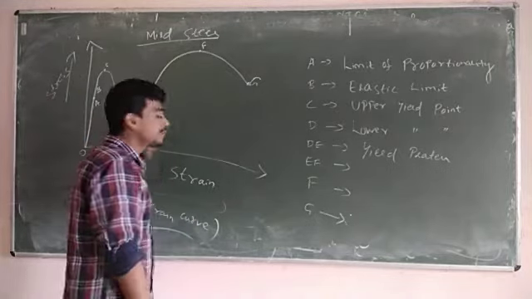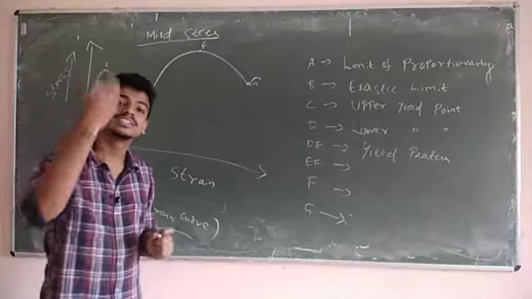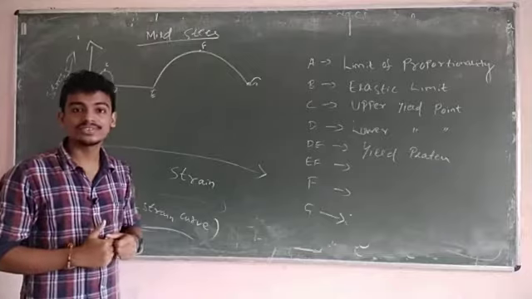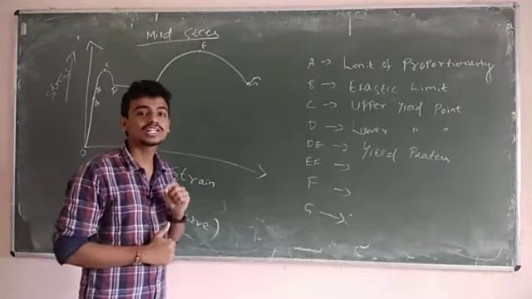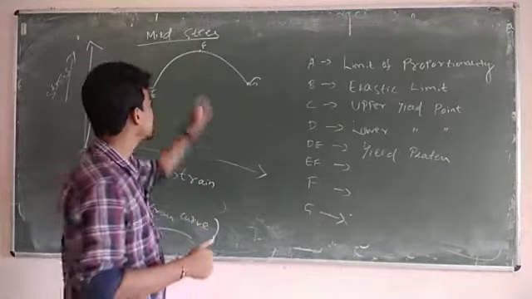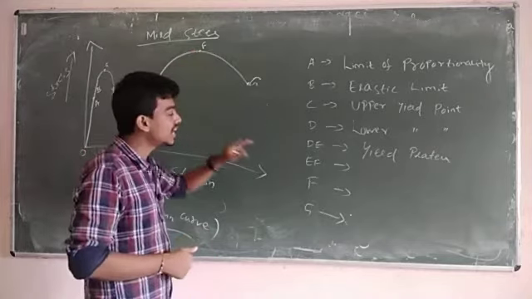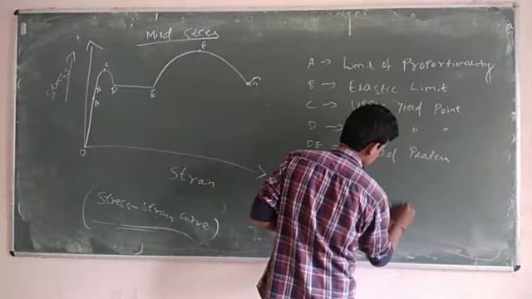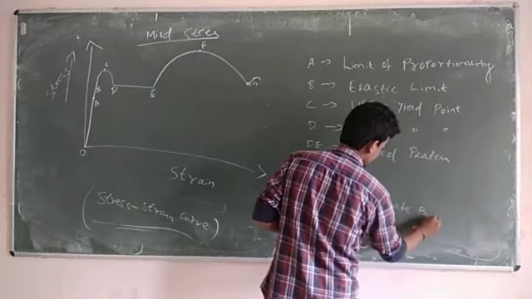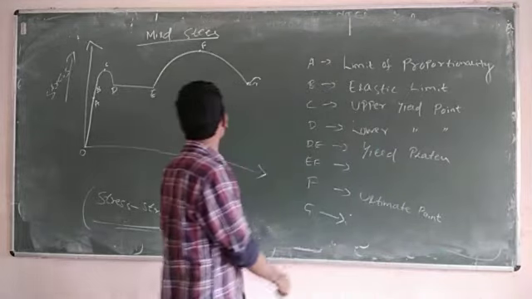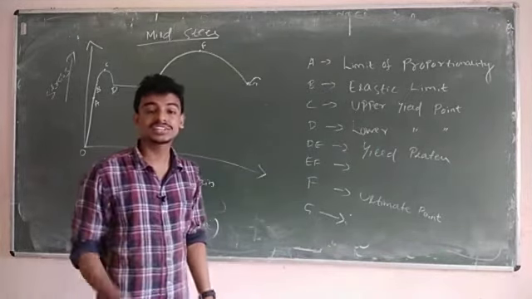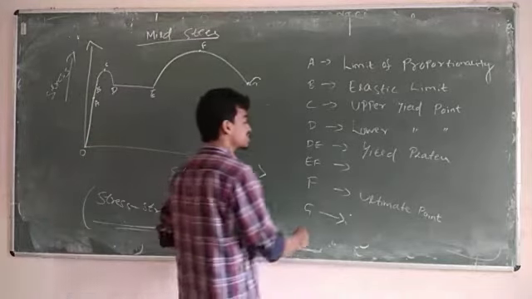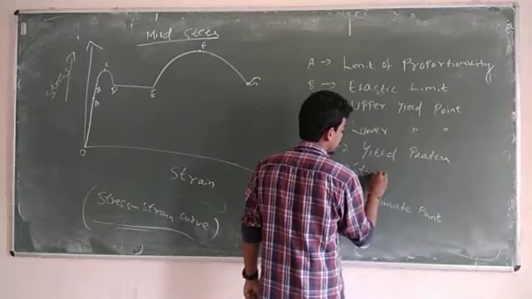After point E, the stress starts increasing and moves to point F, the maximum stress the material can sustain. That is called the ultimate point. Now the region EF, where generally strain increases much more and the material gets harder, is called the strain hardening region.